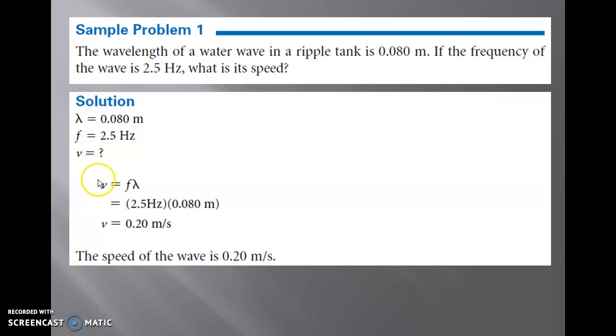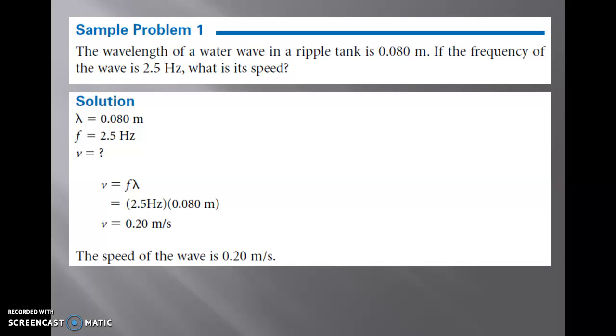So the formula of speed that suits these parameters listed out here is speed is equal to frequency times wavelength. If we substitute the values, frequency 2.5 times wavelength 0.08, multiplied, V is equal to 0.20 meters per second, which is the speed.